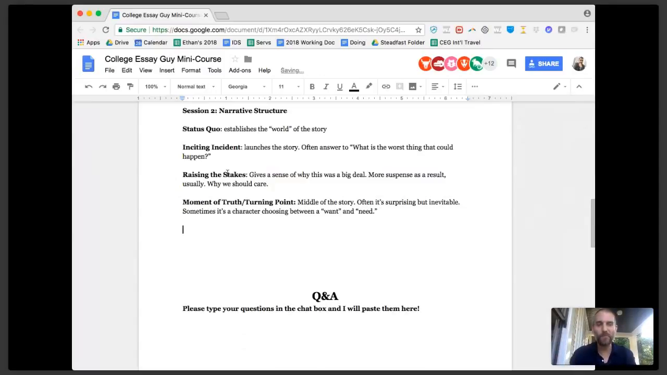And then the new status quo. How do we end up? In order for us to see change, see catharsis, this has to be different from the original status quo. Okay. These are your 5 points of narrative structure. And most movies that you've seen basically fall into this structure.